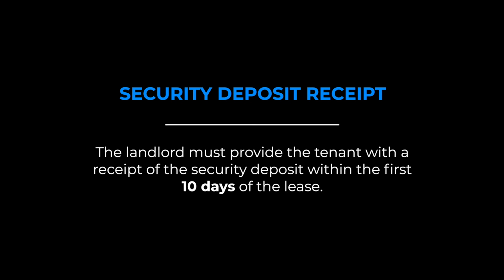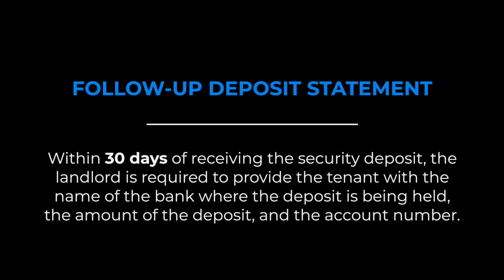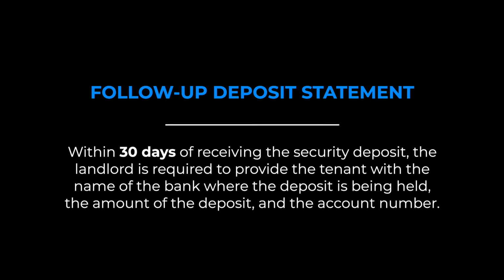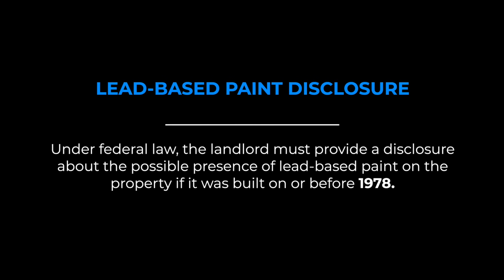Security deposit receipt. The landlord must provide the tenant with a receipt of the security deposit within the first 10 days of the lease. Follow-up deposit statement. Within 30 days of receiving the security deposit, the landlord is required to provide the tenant with the name of the bank where the deposit is being held, the amount of the deposit, and the account number. Lead-based paint disclosure. Under federal law, the landlord must provide a disclosure about the possible presence of lead-based paint on the property if it was built on or before 1978.